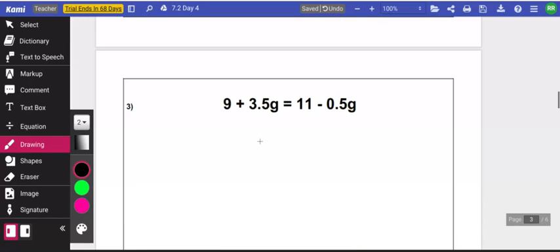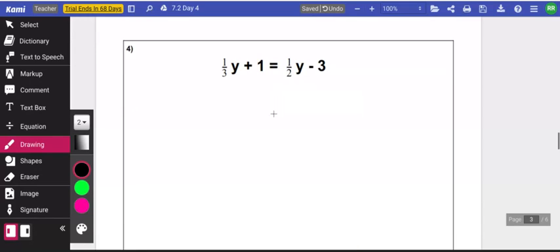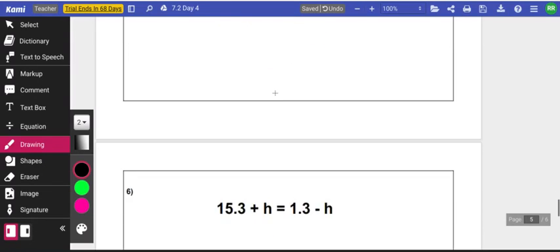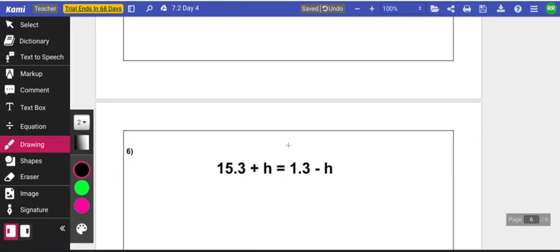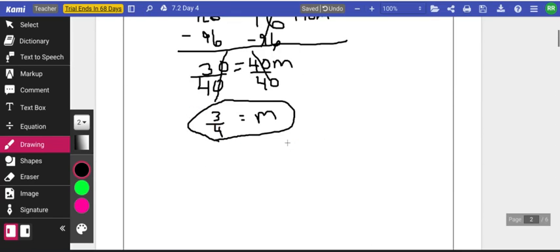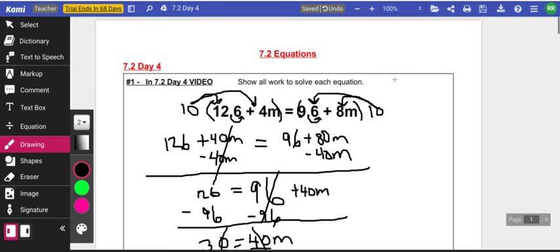Okay, so we just did numbers 1 and 2. You try 3. That one has decimals in it. 4 has fractions in it. 5 has fractions. And 6 has decimals. Okay, show all your work to solve the equation. And when you're done showing all your work, click the Turn In button in the top right-hand corner. I'll look it over. If you have any mistakes, I'll make suggestions so that you can make corrections.